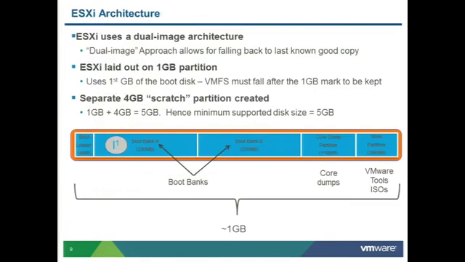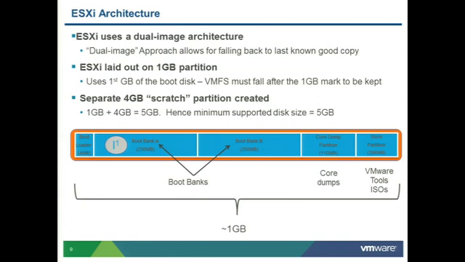So what I have here on the screen is an example of the ESXi partition layout. We have what we call the dual image architecture. It's laid out on the first gigabyte of the disk. So we basically take the first gig and we create these 5 partitions. The first partition is a small little bootloader. Then we have a scratch partition and a second scratch partition. The scratch partitions are in a sense redundant, and that's where the dual image comes in.